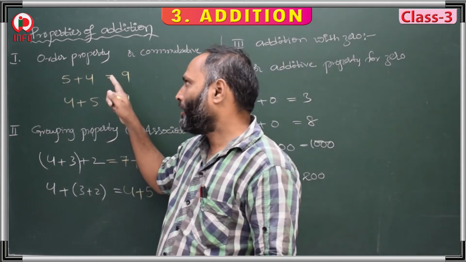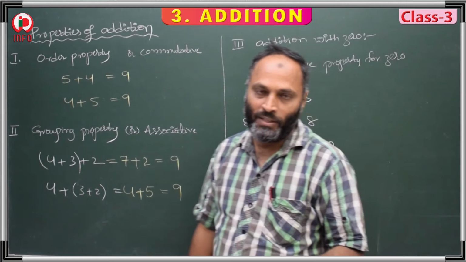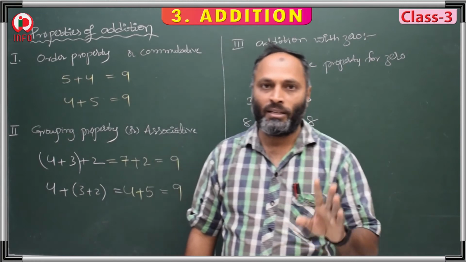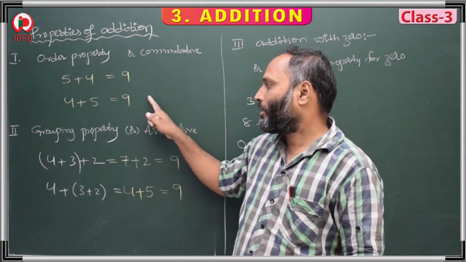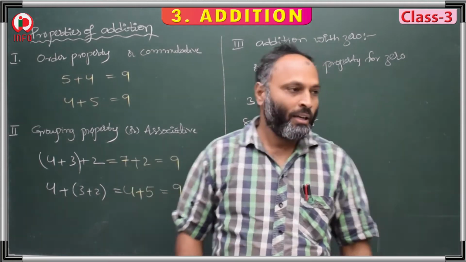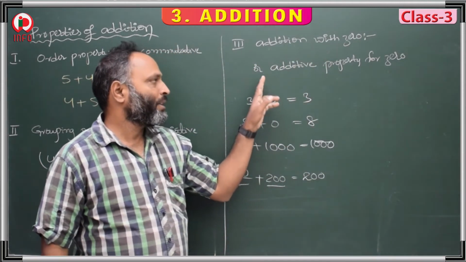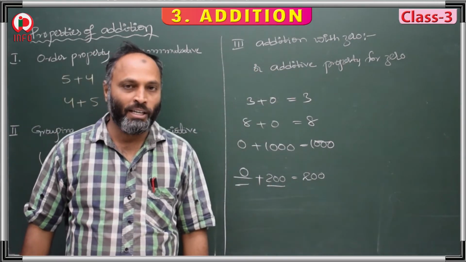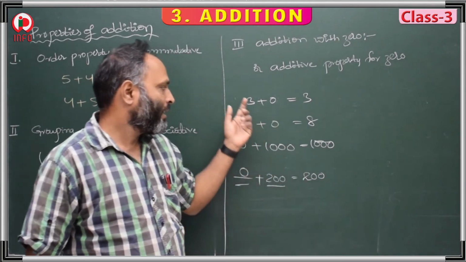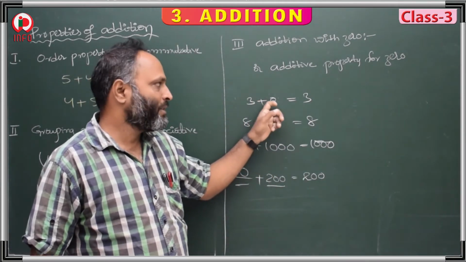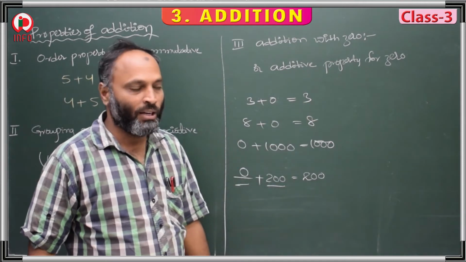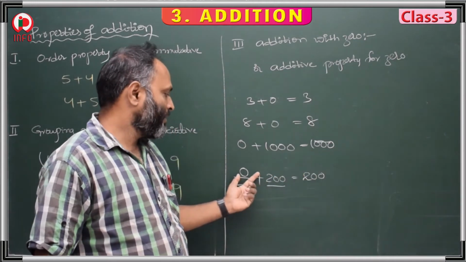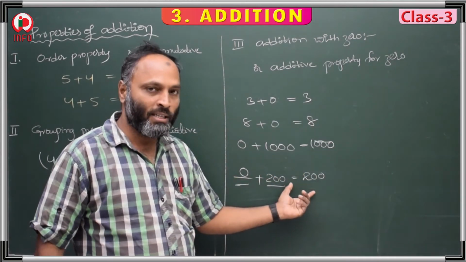In addition, the order property is there. Order means the order of the addends will change, then there is no change in your answer. This is called the order property. Order property, grouping property, and this one is the additive property. This is also called the additive property and also called addition with 0. If we add any number with 0, then we get the same number only. If 0 is added with 1000, the answer is 1000. If 0 is added with 200, the answer is 200.